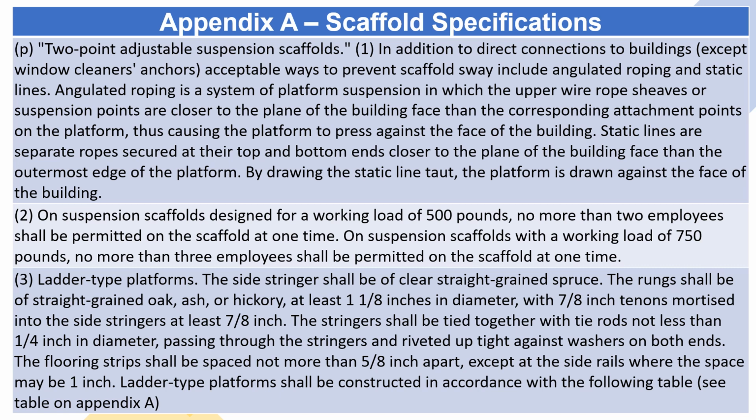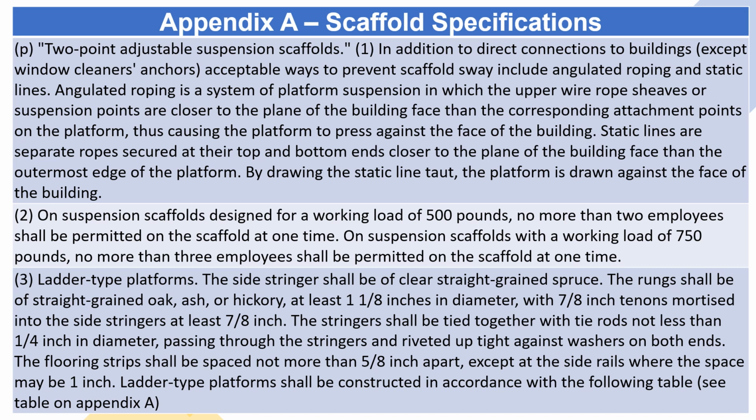2. On suspension scaffolds designed for a working load of 500 pounds, no more than 2 employees shall be permitted on the scaffold at one time. On suspension scaffolds with a working load of 750 pounds, no more than 3 employees shall be permitted on the scaffold at one time.